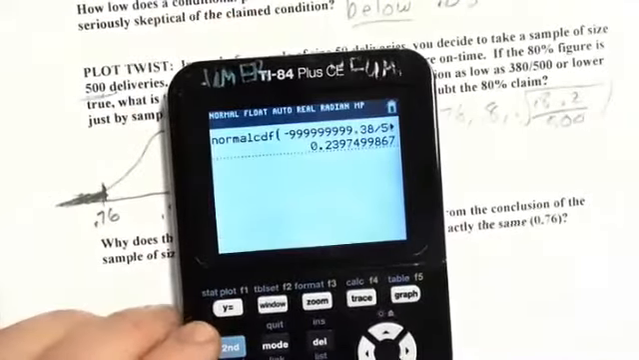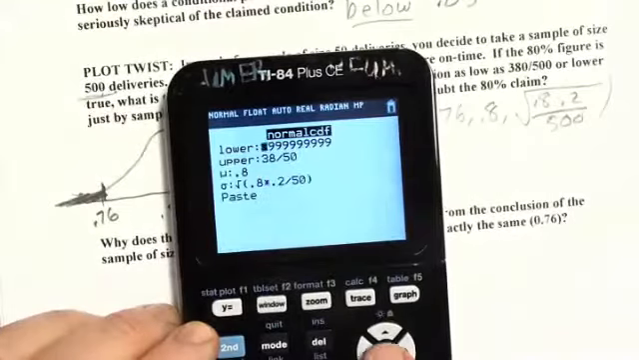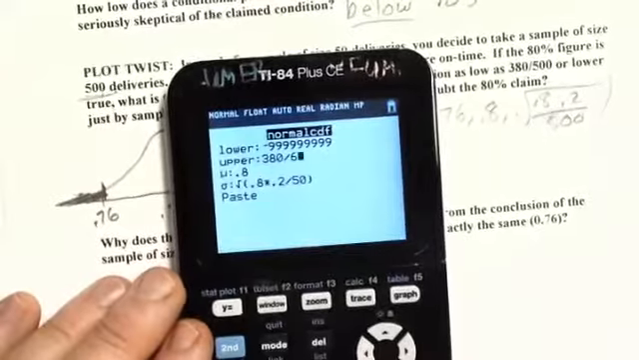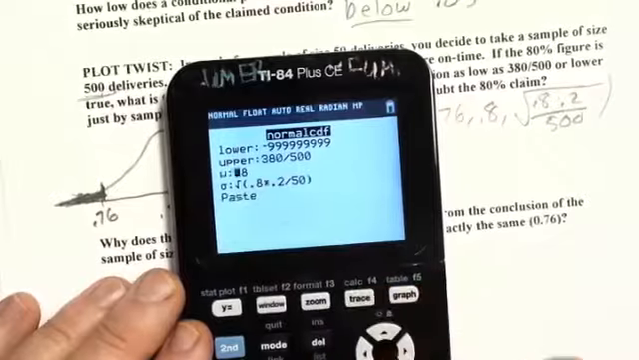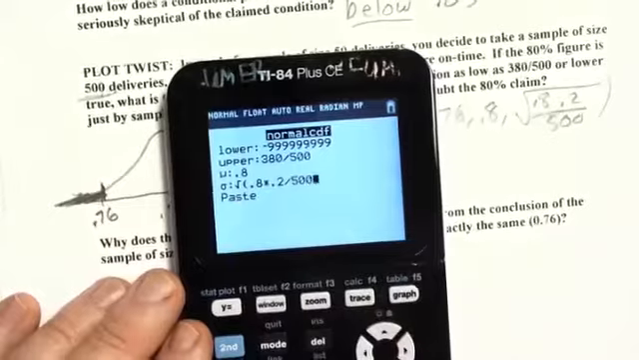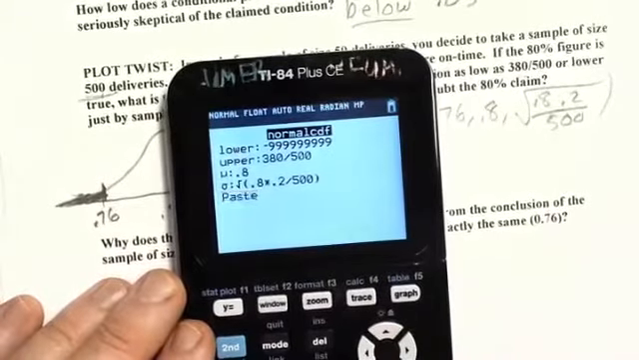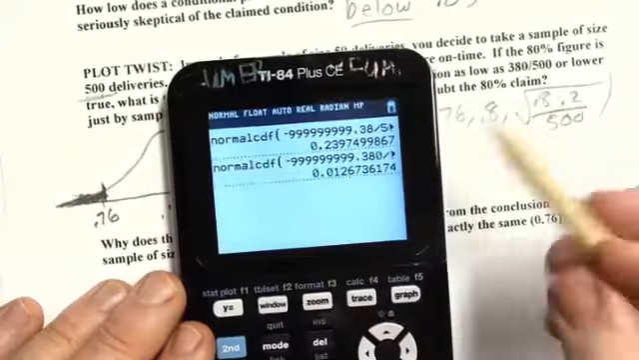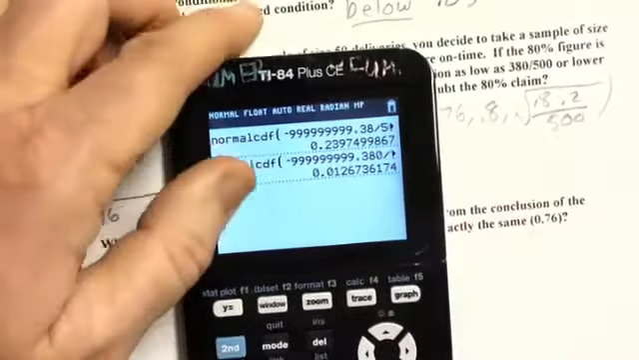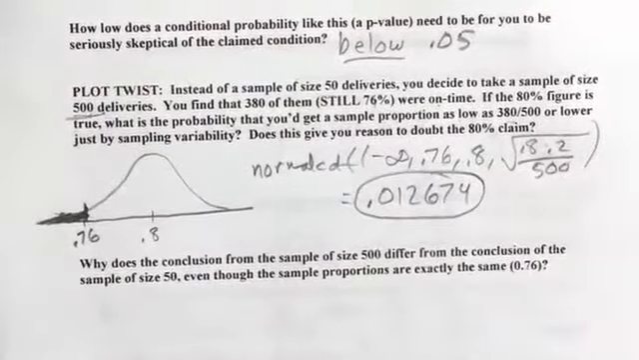And so we'll go second distribution, normal CDF, like that, negative infinity, and that's still going to be 0.76. I mean, it's 380 divided by 500, which is still going to be the same number. And then 0.8, and then this is the same thing, but now it's divided by 500. And so what happens is, look at how the p-value went down. Okay, so now it is equal to 0.012674. That is certainly below 0.05.